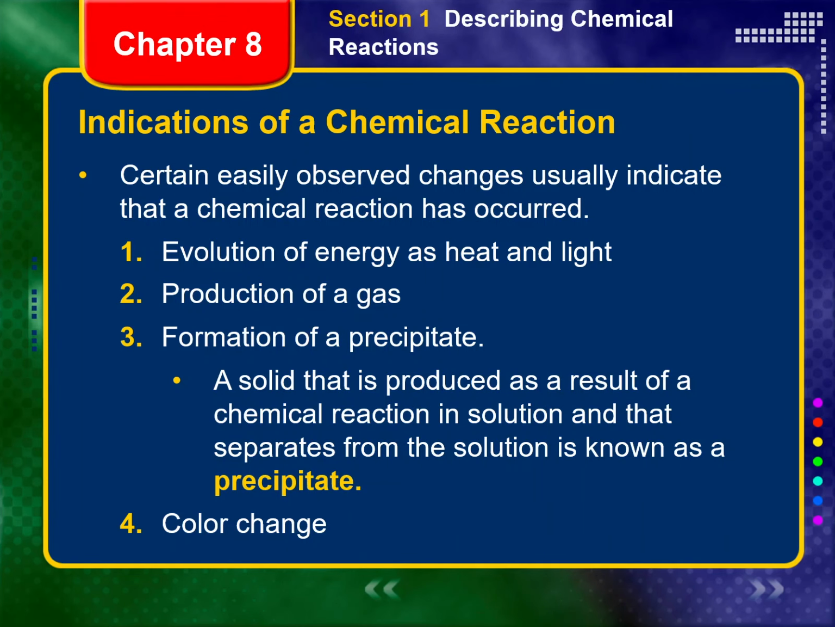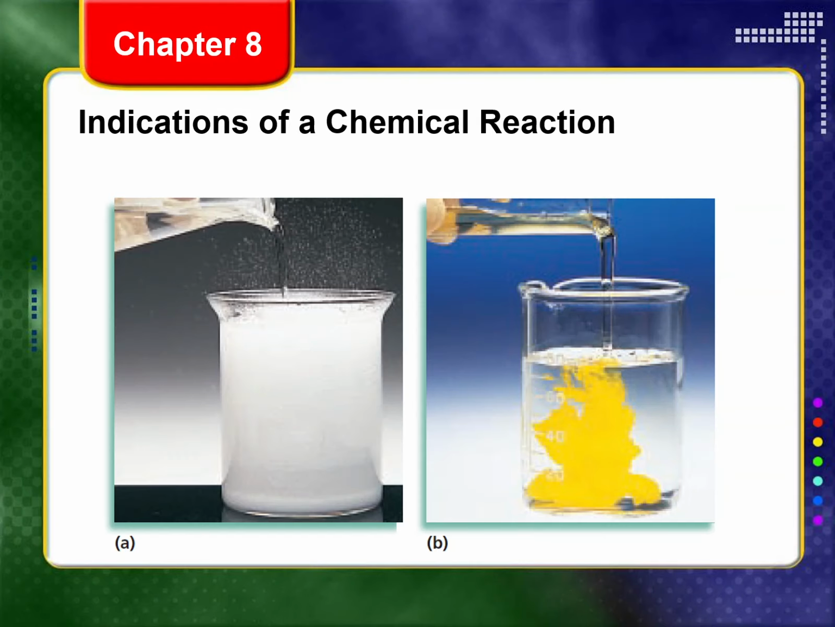Third indicator of a chemical reaction: formation of a precipitate. Many chemical reactions take place between substances that are dissolved in fluids. If a solid appears after two solutions are mixed, a reaction has likely occurred. A solid that is produced as a result of a chemical reaction in solution and that separates from the solution is known as a precipitate. A precipitate forming reaction is shown on the screen here in part B on the right side of your screen.